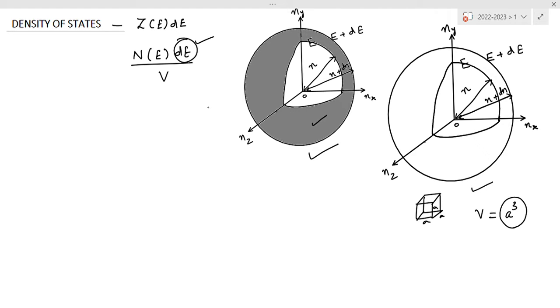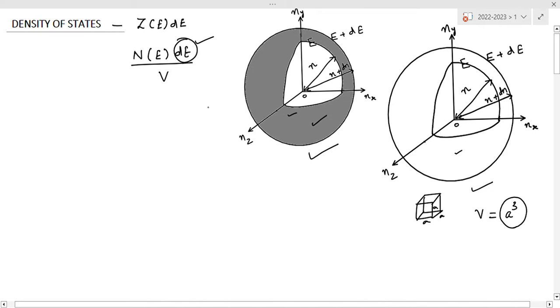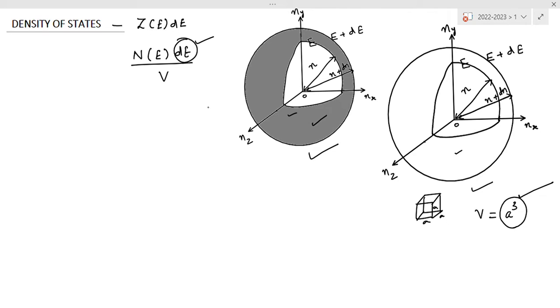We are going to construct a sphere out of it, just like what is drawn here. So of the same volume A cube, a sphere has been constructed. In this, we are going to find how many available energy states of the electron are there.